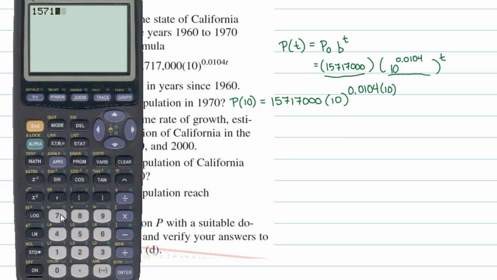15,717,000 times 10 raised to the parenthesis 0.0104 times 10. I know that we all know what that is, but that's okay. All right, so hit enter, and we find the population. Let's round to the nearest person here. 19,969,613. That many people. Almost 20 million people.